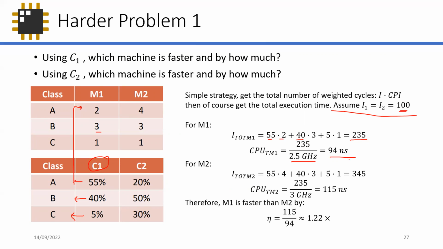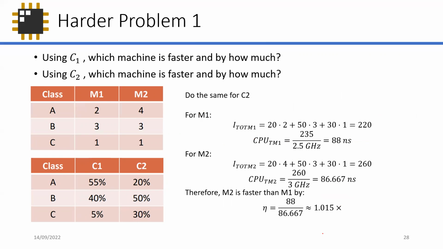Same goes for machine 2. You have the total number of instructions for instruction A. Take note, you're not changing the number of instructions because you're pertaining to compiler 1 only. What you change is the cycles per instruction, and then you eventually get the total time, which is 150 nanoseconds. Who is faster, machine 1 or machine 2? Machine 1, because definitely it's 94 nanoseconds. And by how much? It's around a 1.22 times speedup.